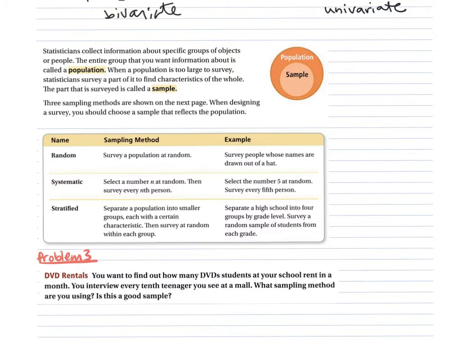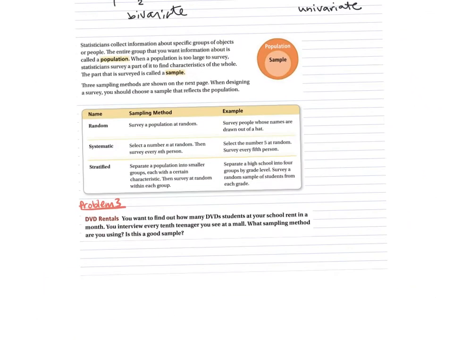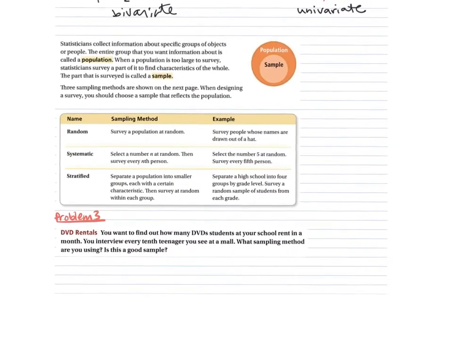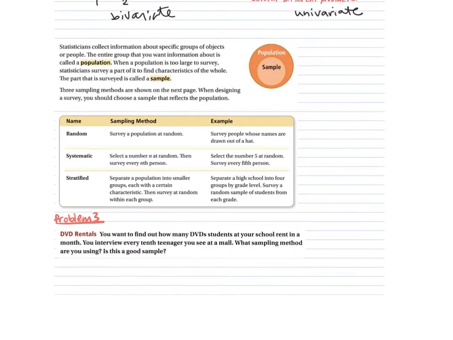That's called systematic. Stratified is if you separate a population into smaller groups, and then each smaller group has a certain characteristic. Then survey at random within each group. So you could separate a high school into 4 groups by grade level, and then survey a random sample of students from each grade. That would be stratified. Okay, let's look at problem 3 with that in mind. DVD rentals. You want to find out how many DVDs students at your school rent in a month.